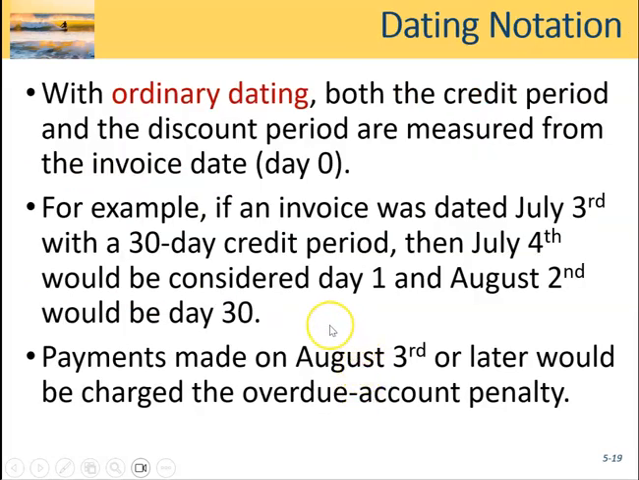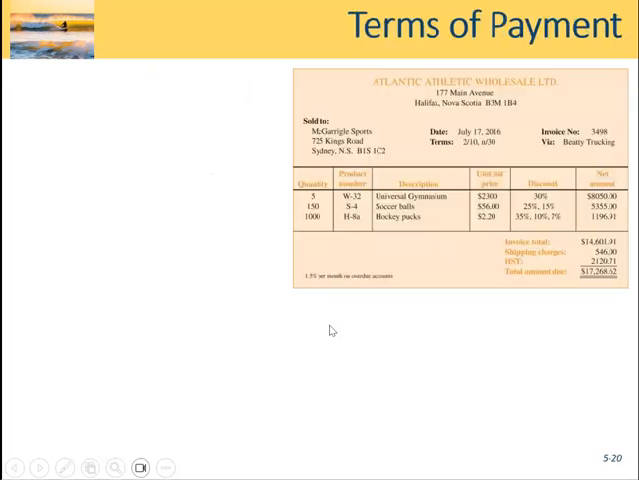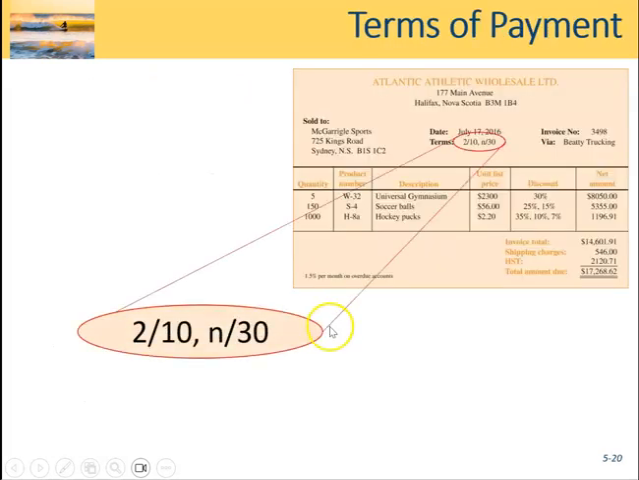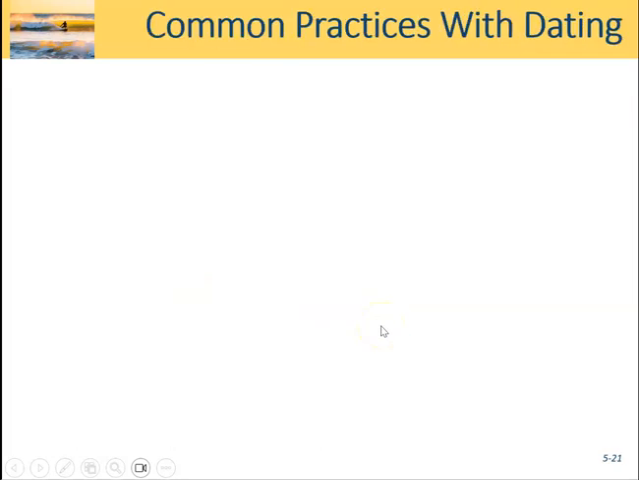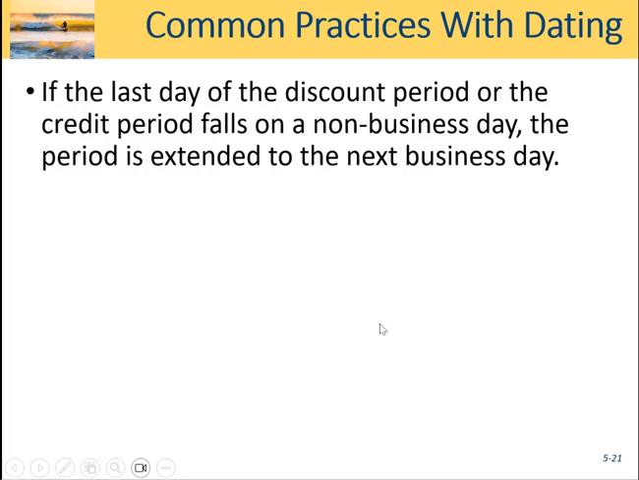So with ordinary dating, okay, we're just going to skip past that. That's very confusing. So it talks about the 2/10 net 30. So if the last day of the discount period or the credit period falls on a non-business day, the period is extended to the next business day. So if it's 2/10, so if that 10th day falls on a Saturday or a Sunday, it goes until Monday.